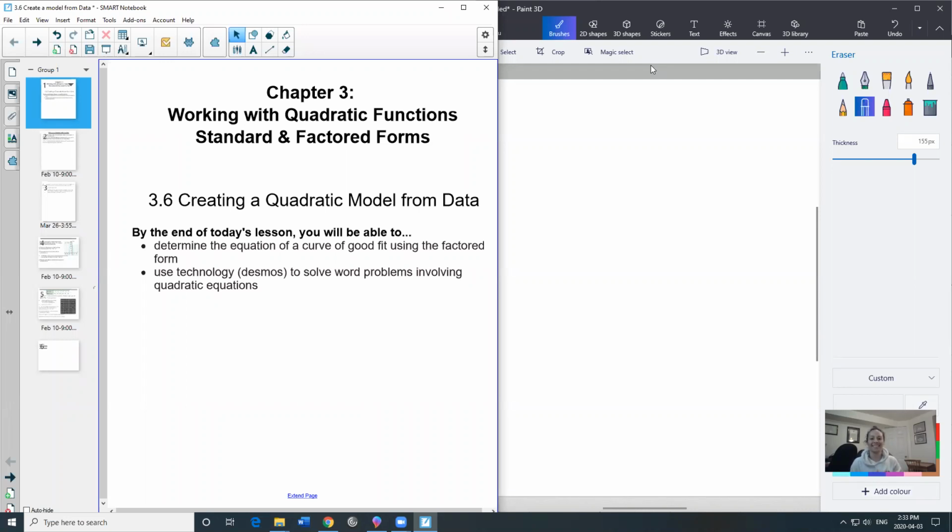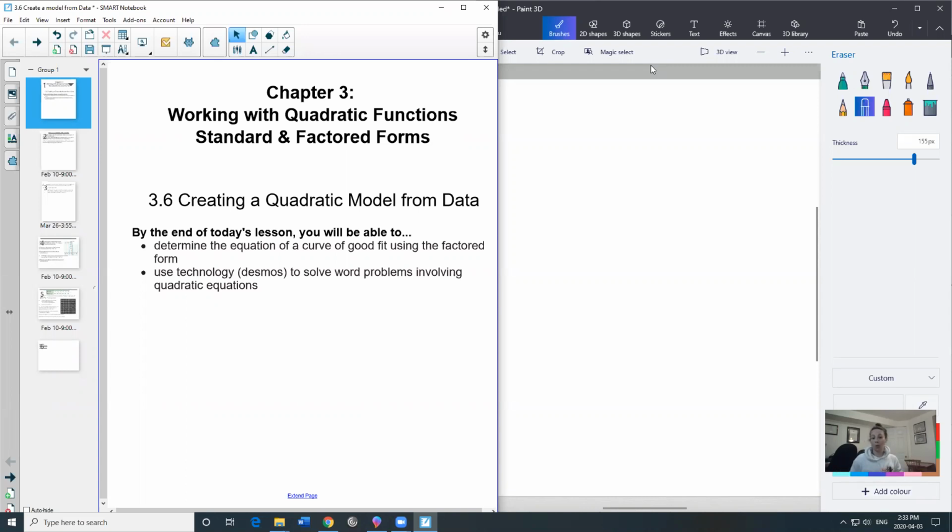Yay, more quadratics. Today we're going to be looking at creating an equation given some information. So we've always been given the information, or we've had enough where we can make a table of values, or we've been looking at parabolas. So here we're going to be making our own equation. I give you information, or the textbook gives you information, and then your job is to come up with the quadratic equation that would match it.